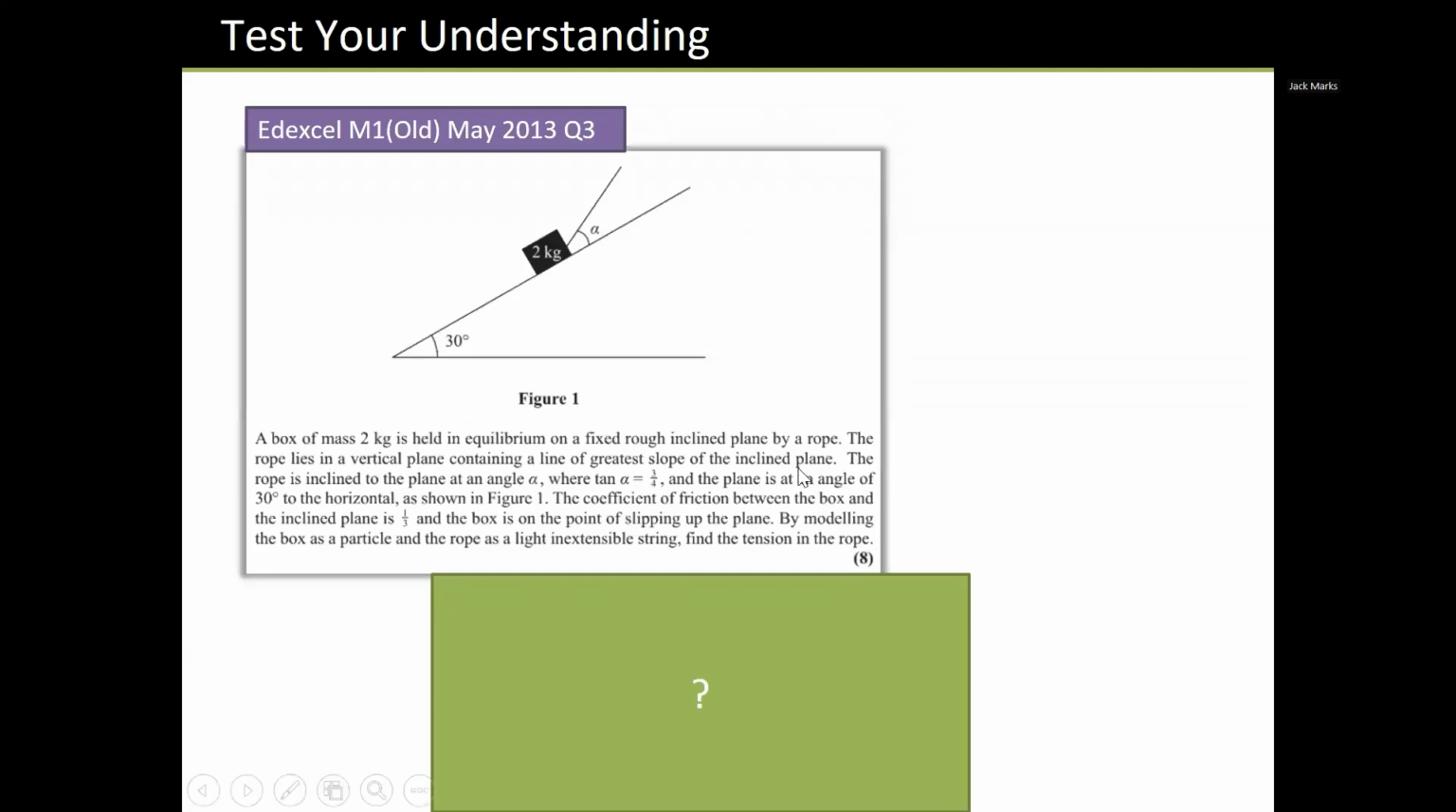So there's a question on the board. It looks very wordy. It has a few different ideas from across the chapter. I'd encourage you just to pause it and have a go before we look together.